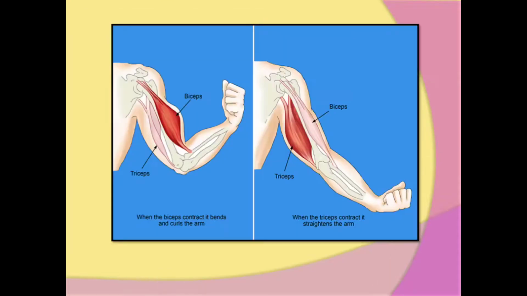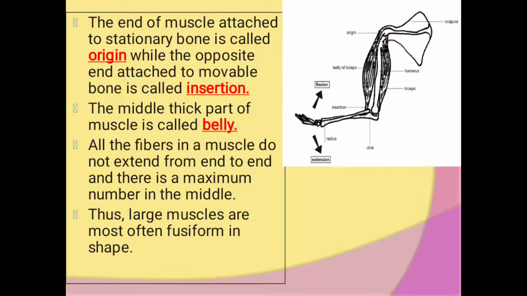Now next, in this diagram I have shown you in detail the bicep and tricep. When the bicep contracts, it bends or curls the arm, and whenever the tricep contracts, it straightens the arm. So these are the things about the bicep as well as the tricep. Now we are going to study the exact structure of the muscles.